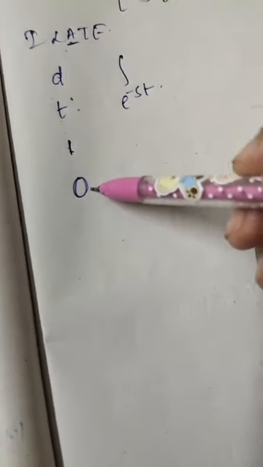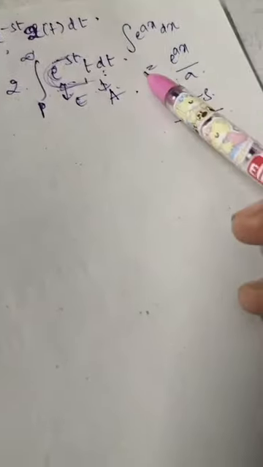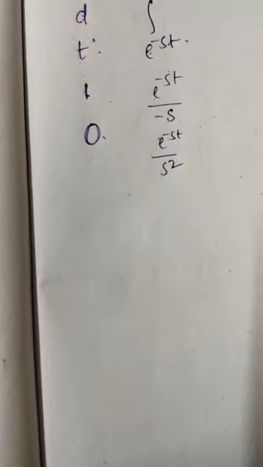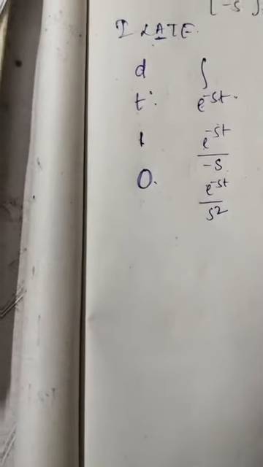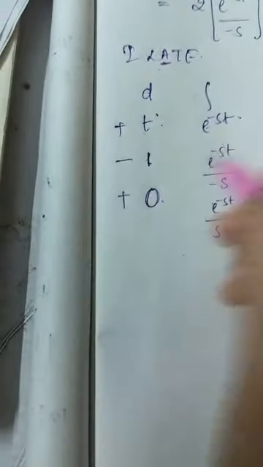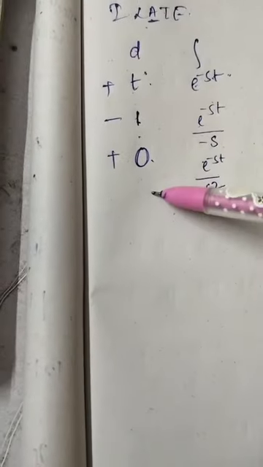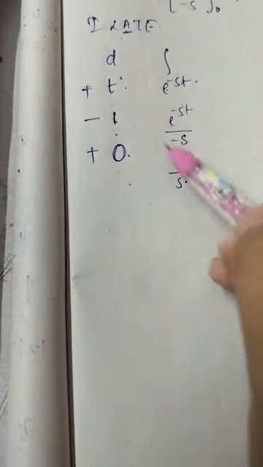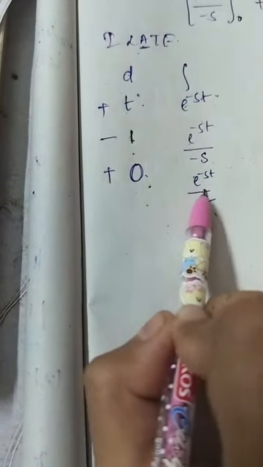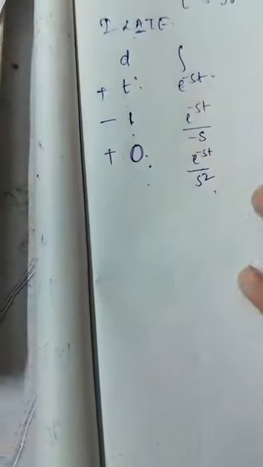Understood? Now here also, now e power minus st, as we said the formula here, we will be applying the same here. What we get? E power minus st by minus s. Again e power minus st by s square. Okay, so this is the trick here. What we do? Plus minus plus. These steps will be repeated until the 0 only. Okay, till 0 only we will do this.